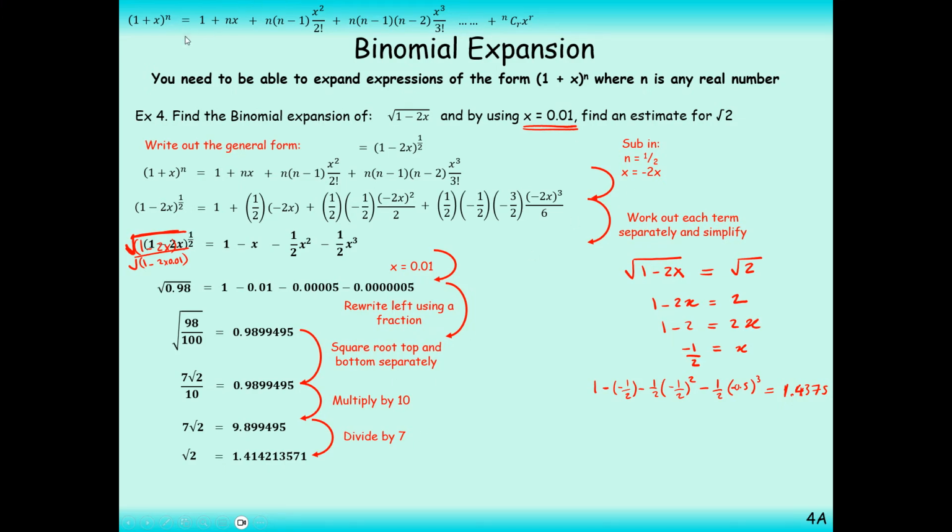By the way, the question didn't ask us to prove for which values it's valid, but it has to be valid when the absolute value of 2x is less than 1. So that means the absolute value of x has to be less than a half. Alright, so that's why this didn't work out quite well. This substitution of minus a half actually is not valid because it doesn't converge. It has to be strictly less than a half.